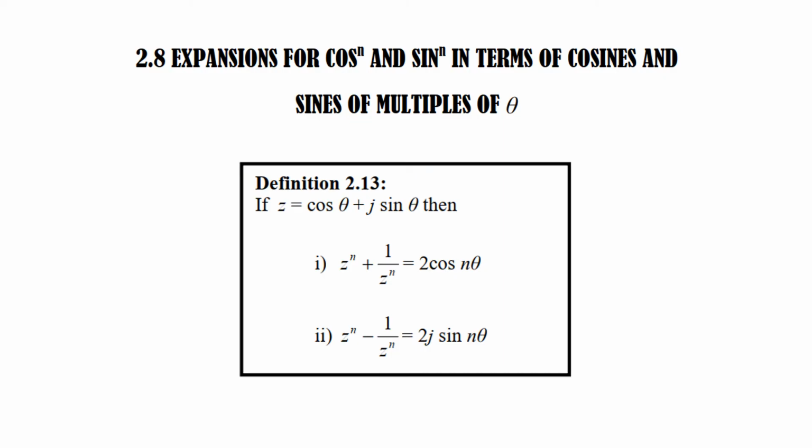Okay, for definition 2.13, if z equals cos theta plus j sin theta, then z power of n plus 1 over z power of n equals 2 cos n theta. So this is for the real part. And z power of n minus 1 over z power of n equals 2j sin n theta. So this is for the imaginary part.